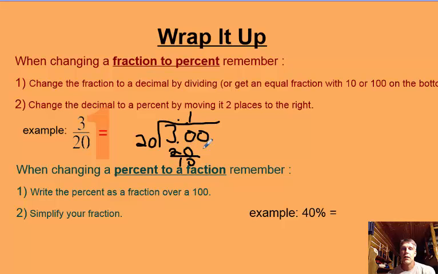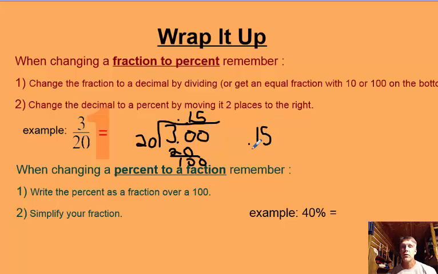And I bring down my last 0. How many 20s go into 100? Well, that's going to be 5. And that'll work out to be 100. So my answer is 0.15. That's dividing and finding the decimal.